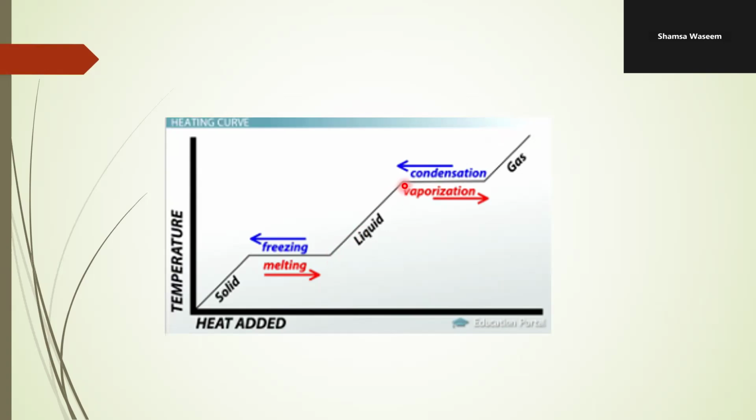Now the fixed temperature at which the liquid turns into gas is known as the boiling point. Here, during the change of state, again the line is going to be straight, because at that time the temperature is not going to rise. Why? Because here again, the heat you are adding is used to overcome the forces of attraction.